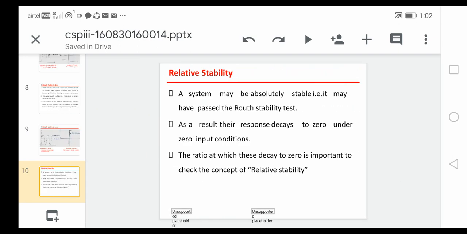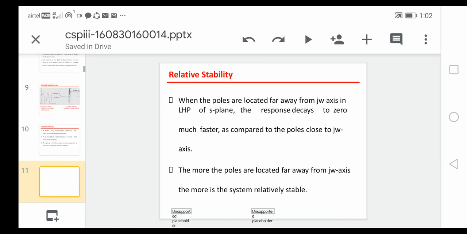Now, relative stability: a system may be absolutely stable, meaning it has passed the Routh stability test. As a result, its response decays to zero under zero input conditions. The rate at which the response decays to zero is important when checking relative stability.